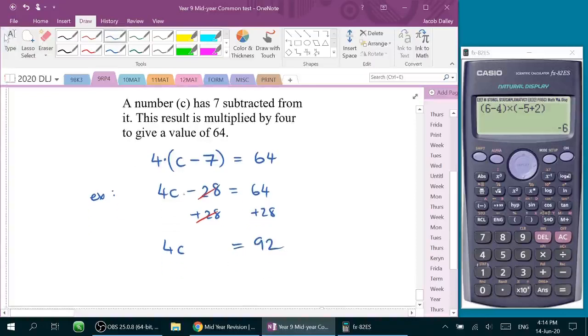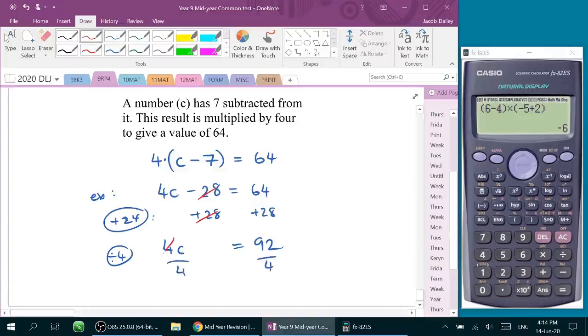Now, so that was our plus 28 on both sides, and now we're going to divide by 4 on both sides. If I divide by 4 here and divide by 4 here, then that will cancel out the 4's on the left. On the right, that's something that we could put into our calculator. 92 divided by 4 equals 23. So C equals 23.